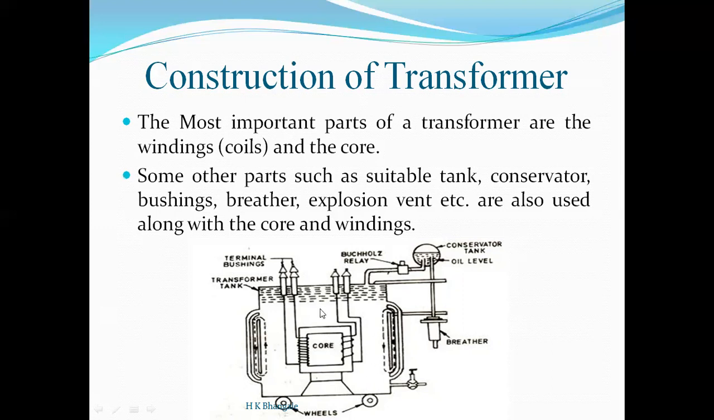The most important parts of the transformer are the windings, that is the coils, and the core. Some other parts are a suitable tank, this is a tank, the conservator, this is an oil conservator. Then the bushing is there. Then the breather, explosion vent, etc. are there. This is a breather. So they are along with the core and the windings.